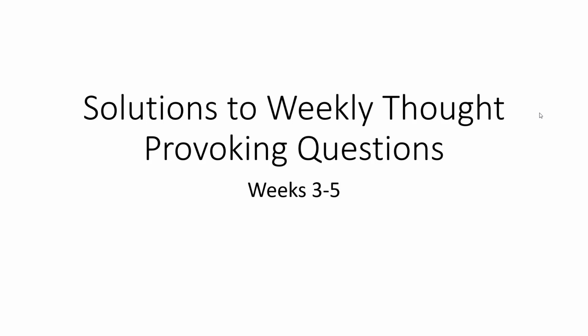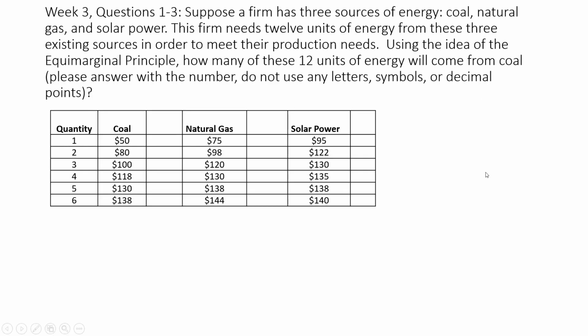But with that in mind, let's go through just some brief explanations on how to solve these types of questions, just to make sure you can do that should you have to on the test. So from week 3, the first of the 3 questions had to do with this particular chart here. So suppose a firm has 3 sources of energy: coal, natural gas, and solar power. The firm needs 12 units of energy from these 3 existing sources in order to meet their production needs. Using the idea of this equal marginal principle, how many of these 12 units of energy will come from coal? And then the next 2 questions ask how many are going to come from natural gas and solar power.